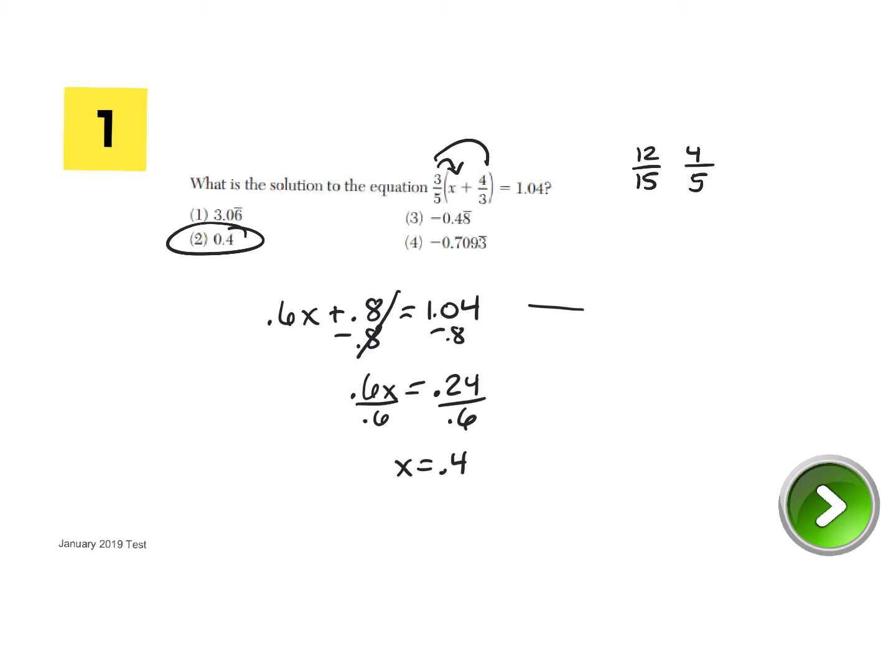Right here, you could have said, I don't want to have decimals, so I'll multiply through by 100th, or by 100, or by a 10, and get rid of your decimals. Let's look at the next.